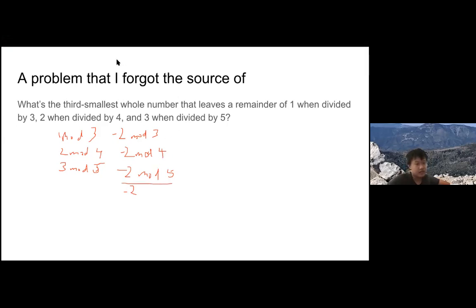That's fine because if you remember 3 times 4 times 5, that's 60. So if we add 60, that's 58. That's also going to be -2 mod all of these because you're adding a multiple of 3, so it's equivalent to adding 0 mod 3. You're also adding a multiple of 4 and a multiple of 5. So that's why. So that's the smallest one. For the third smallest, we just add 60 2 more times and get 178.